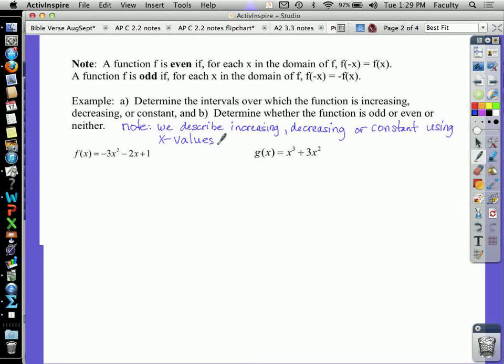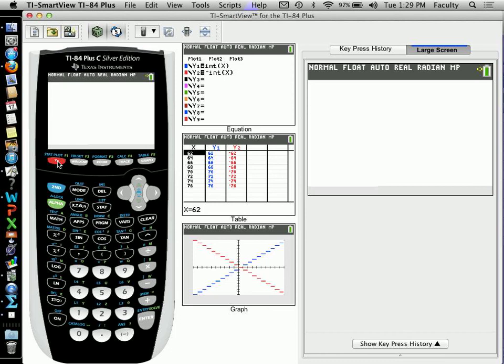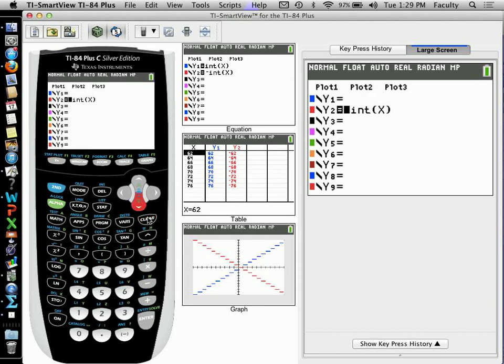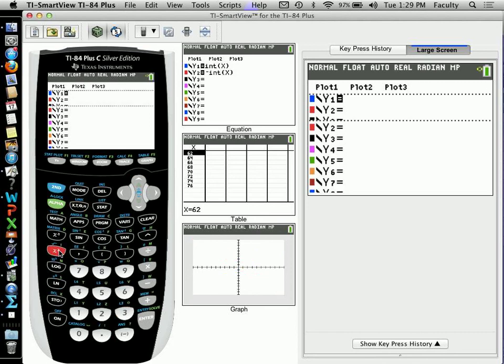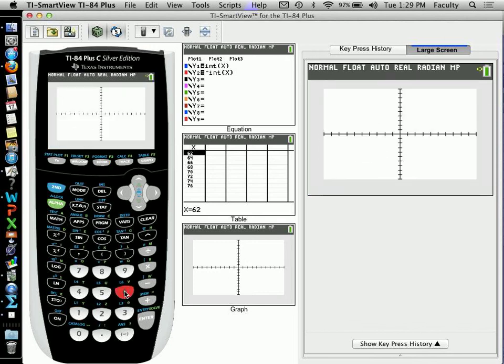So when we look at f of x equals negative 3x squared minus 2x plus 1, I want you to take out your graphing calculators, and we're going to go to our y screen, and I want you to pop that function in there. Negative 3x squared minus 2x plus 1. And I don't know what I was doing in the last class, so I'm going to do zoom 6 to put it on a standard window.